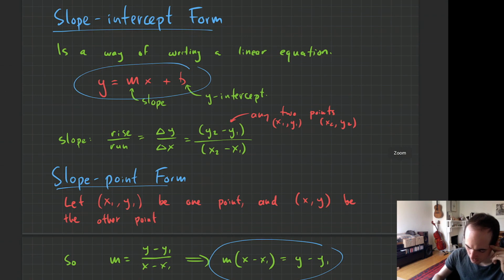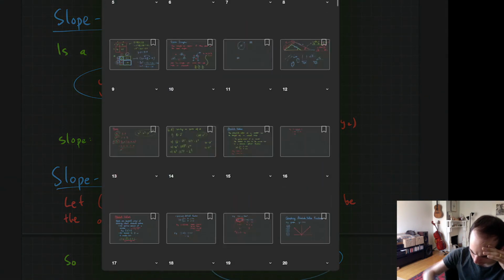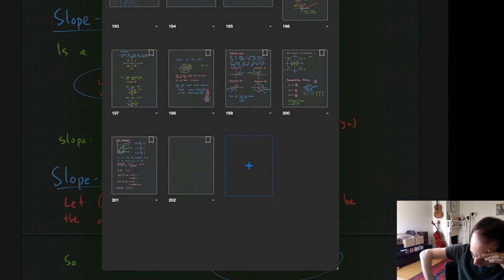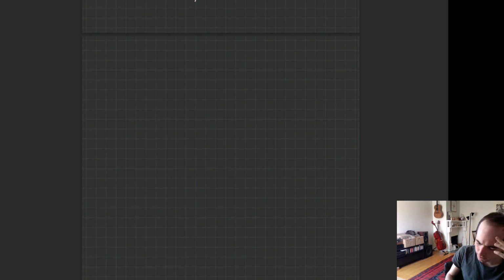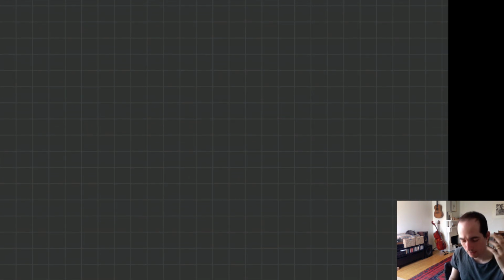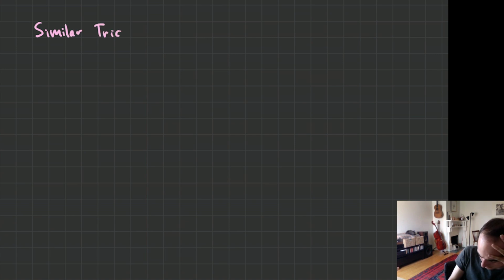So I'm going to go back here all the way to the end, and I'm going to do a quick recap of similar triangles, and then I think we're going to call it a day. I'll make it a nice easy exit slip for us today. So similar triangles.